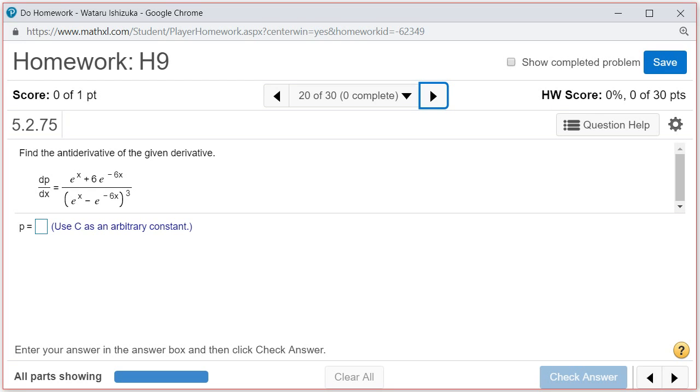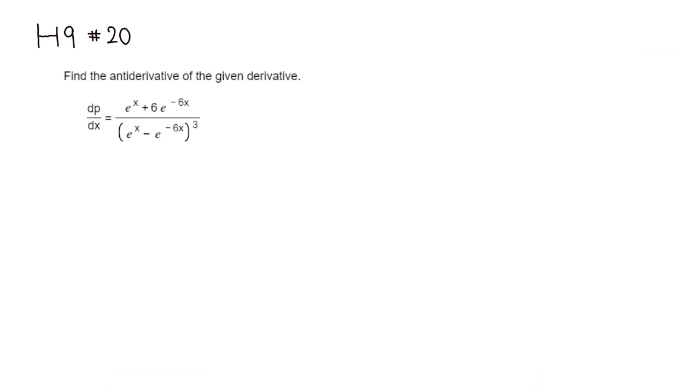All right, let's look at homework 9, problem number 20. We have the derivative of p with respect to x given, and we want to find the original p. In order to find p, all you really have to do is find its antiderivative. So we're going to integrate this derivative here.